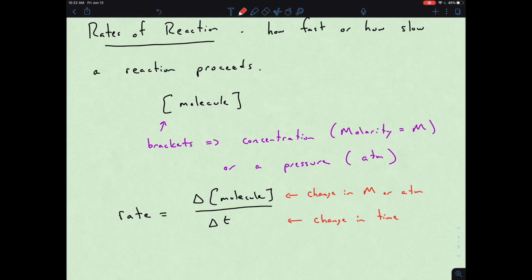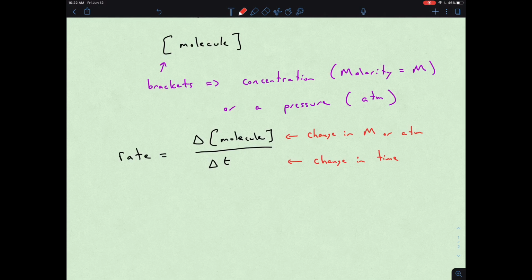We could just look at how fast something disappears over time or how fast something appears over time, depending if we're talking about starting material or product, respectively. Our time could be in lots of different units. It really just depends on how fast or how slow the reaction is. A very fast reaction tends to be in terms of seconds. A very slow reaction might be in terms of days or possibly even years.